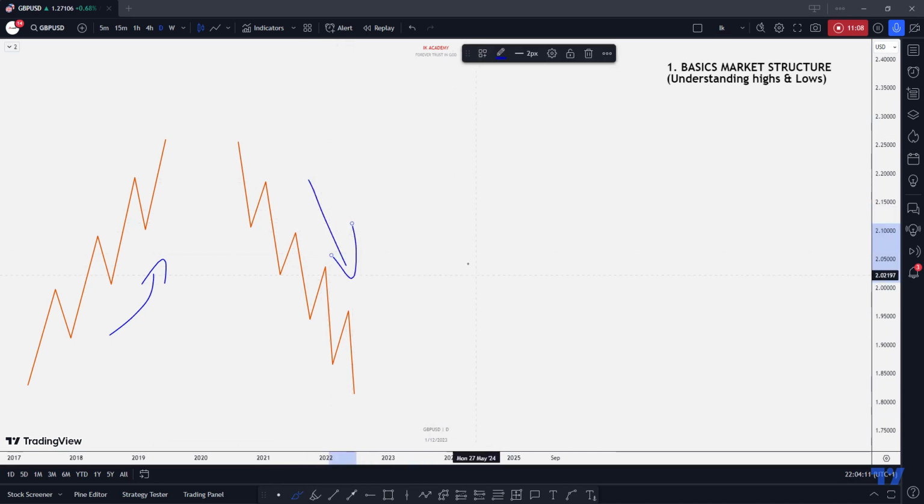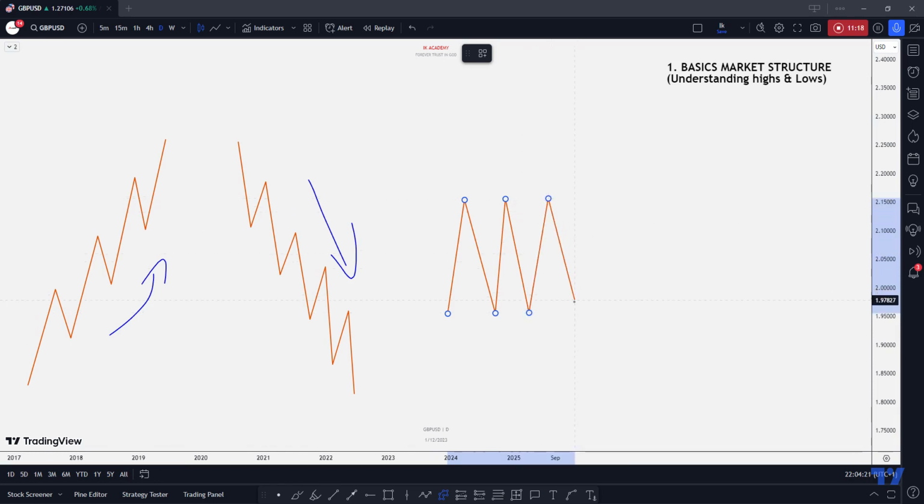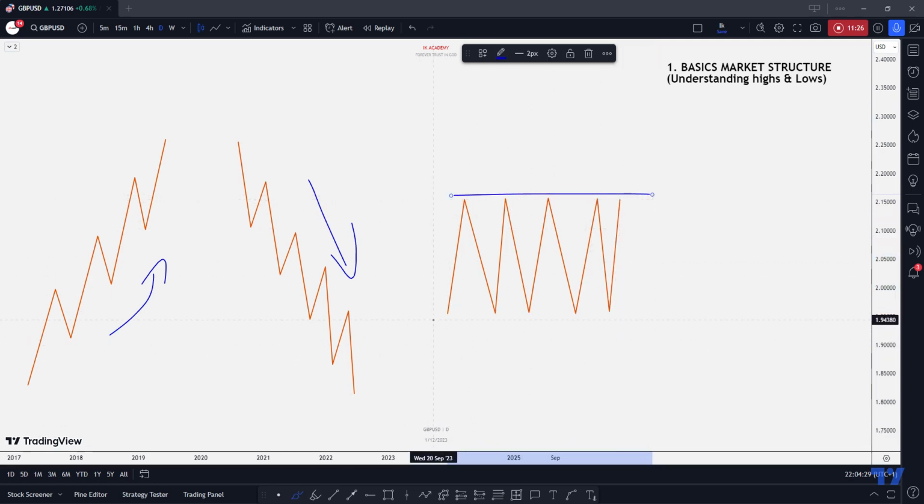Now, when price is moving from one price to another without creating higher highs and higher lows, that basically means that the market is trending sideways. This is a range of price. The market is going sideways.